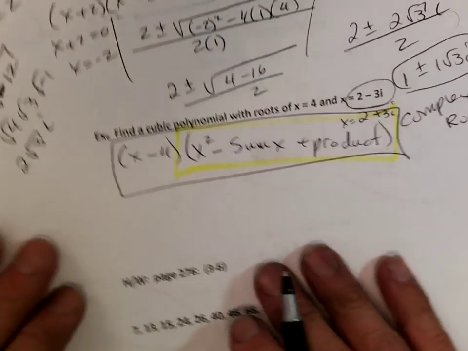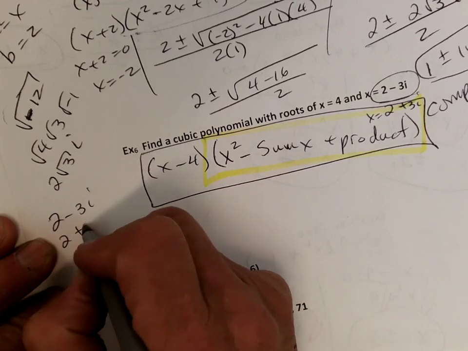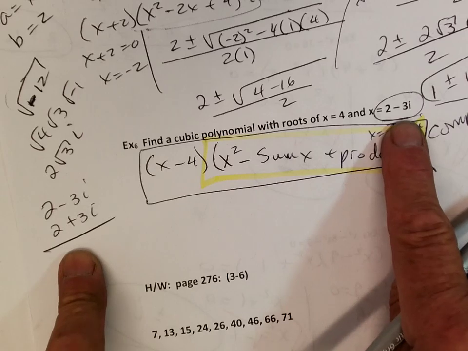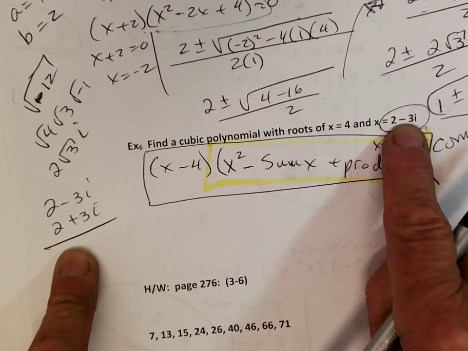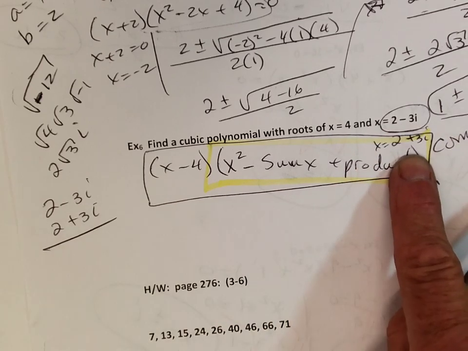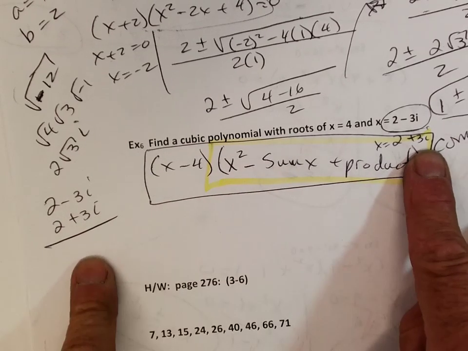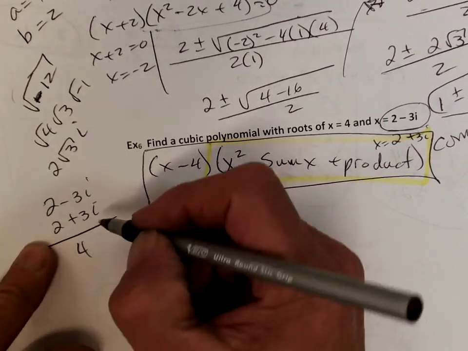So my roots are 2 minus 3i and 2 plus 3i. Hopefully I'm not going too fast, okay? I know they come in pairs, right? So both my roots are 2 minus 3i and 2 plus 3i. Okay, got that? Sum, add them together. What do I get when I add them together? I get 4.